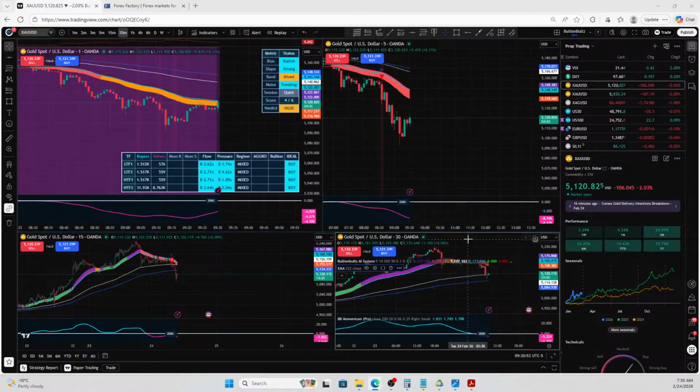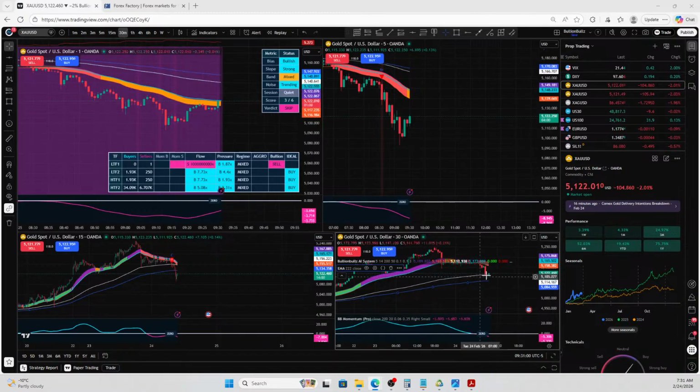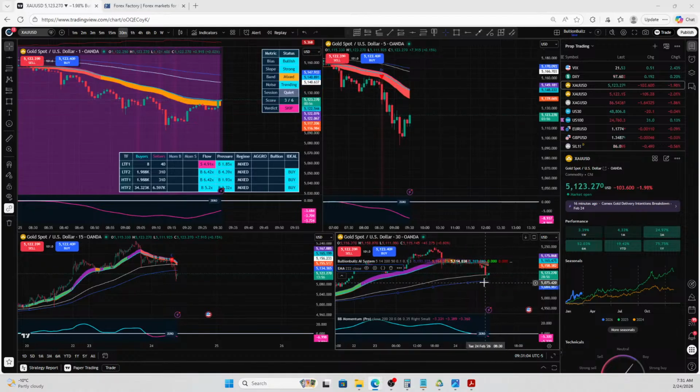Right now, we have our bias, but this rejection here is telling me that we're still bullish. A close below these two moving averages is going to help us assess whether we will remain bullish or we will flip to bearish. So we just got to wait today to see if we can get better entry.